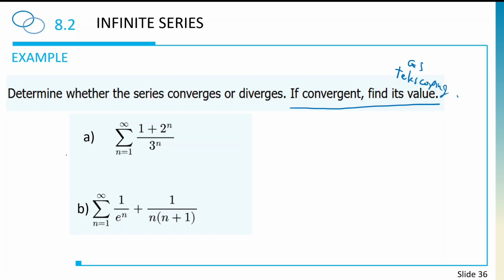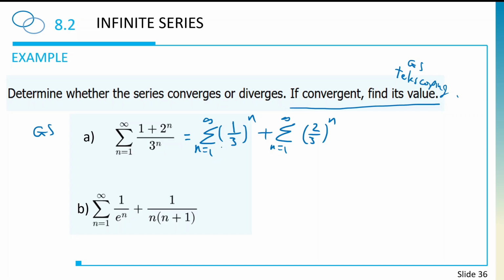Now this question here, if you look at it, it looks like an exponential function, okay? There's addition. So I could expand it into two series. So this is sigma 1 over 3 to the power of n plus sigma 2 over 3 to the power of n, from n equals 1 to infinity. So this is basically a summation of two geometric series.